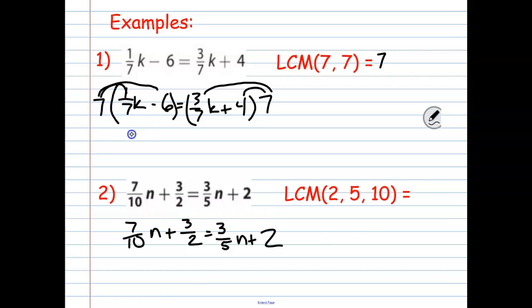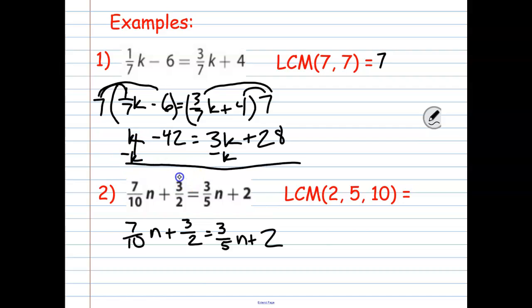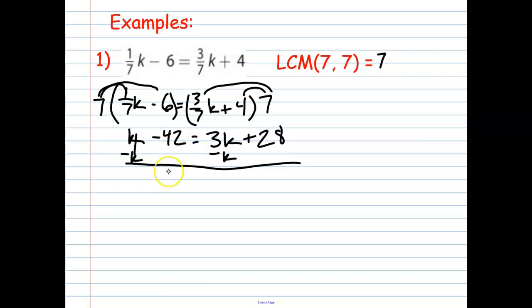All right, so the 7 and 7 cancel out, and I'm left with k. 7 times -6 is -42. Over here, the 7's cancel out, and I'm left with 3k. And 7 times 4 is 28. Now I'm going to minus k from both sides. And that's going to give me, there, I made more room for the problem. So it's going to give me -42 equals 2k plus 28.